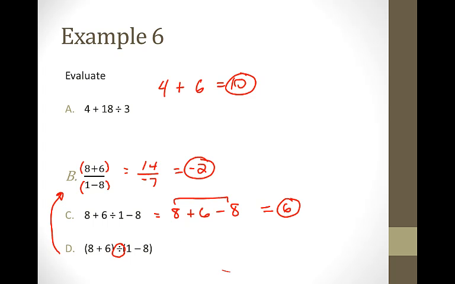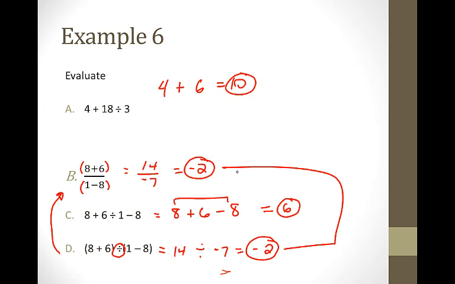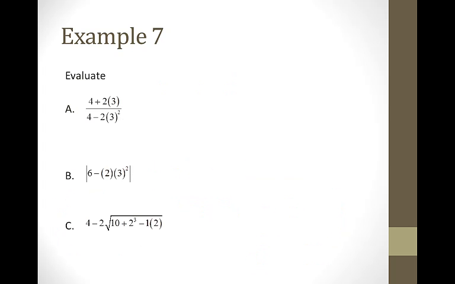8 plus 6 is 14, divided by 1 minus 8, which is negative 7, and we still get negative 2. Again, the same as we got in part B. Okay, last one for order of operations. Again, pause the video here, see if you can do these. Welcome back. I know you paused it.